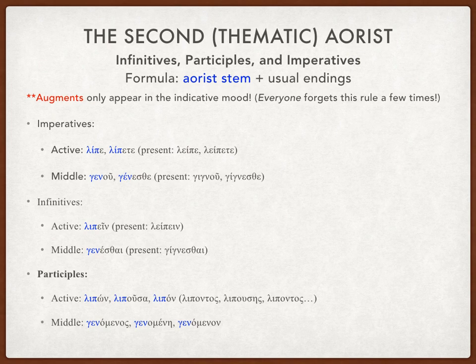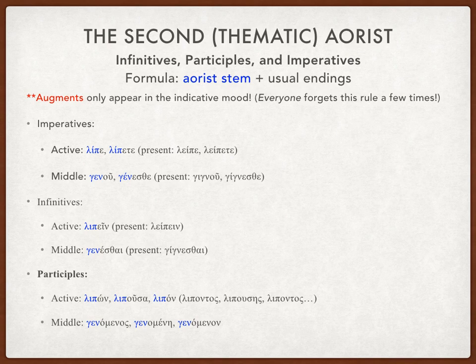Same thing in the middle voice. If I want to use my imperative endings in the middle, I'll start with my aorist stem gen and either say genu, which is my second singular imperative form, if I say to one person, "hey you, become," or geneste in the plural. Compare that to gignu and gigneste, the present forms with the present stem that you saw before.